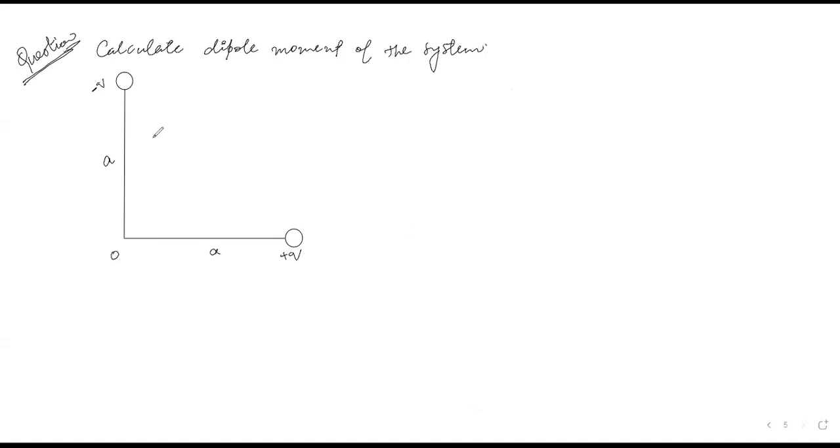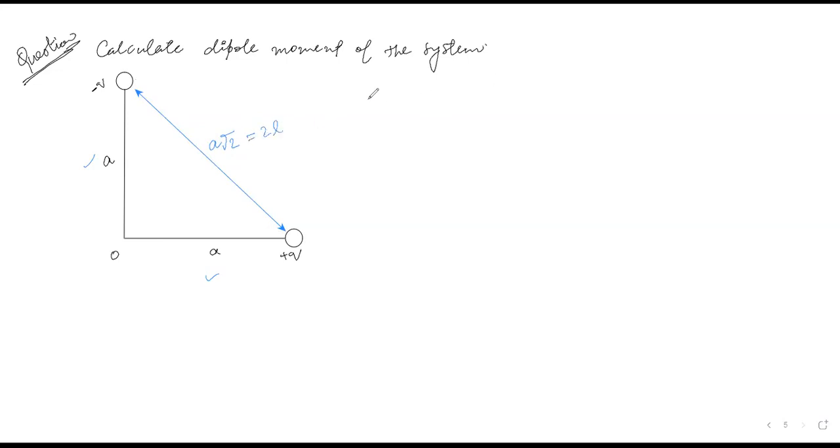You can understand here, if these two sides are A and A, then according to the Pythagorean theorem, the diagonal will be A root 2. Are you clear? This diagonal will be A root 2. Am I right or not? This diagonal is the separation, or you can also say the displacement, between these two charged particles, which is equal to 2L.